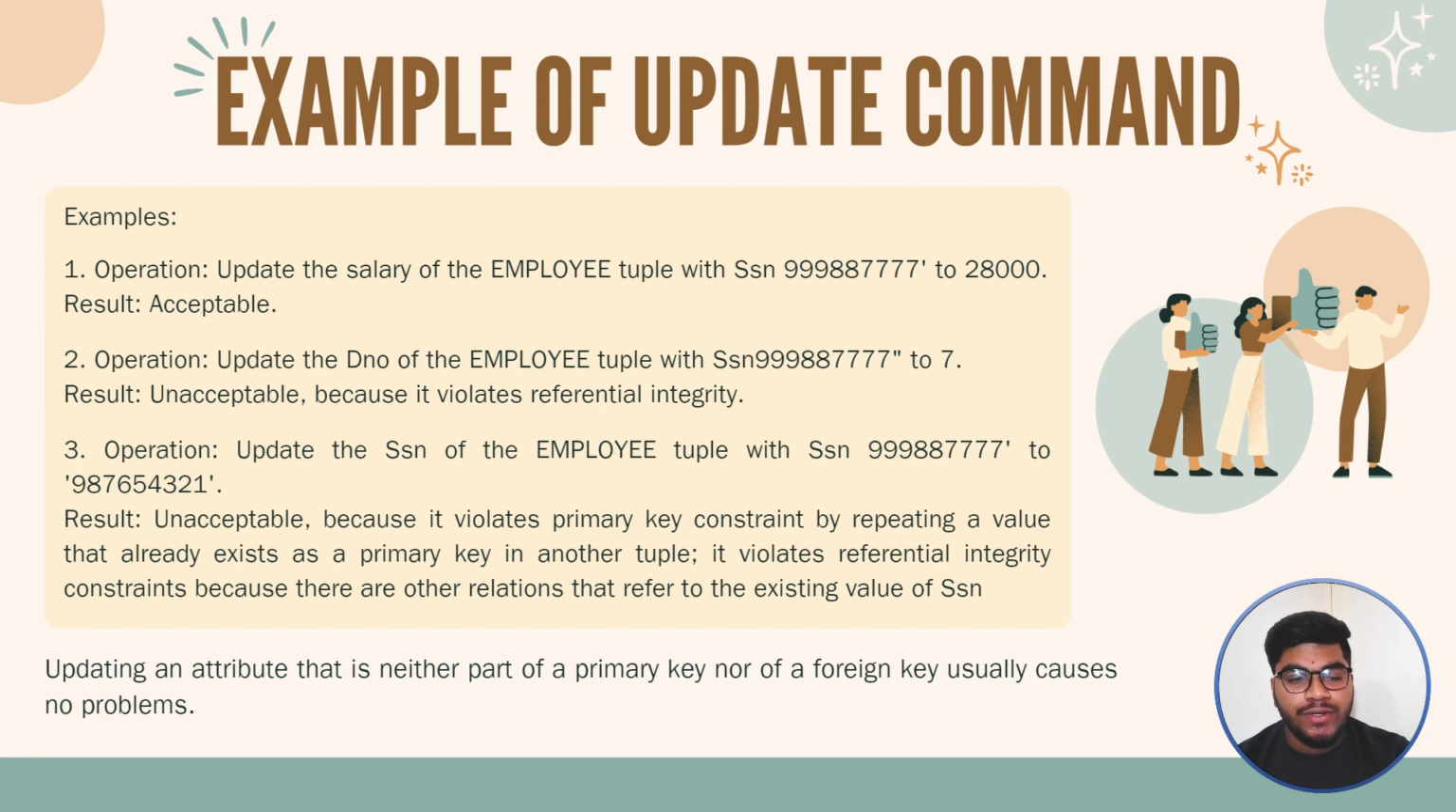It violates the referential integrity constraint also, because there are other relations that refer to the existing value of the SSN. So these are the violations that occur in the update command. Updating an attribute that is neither a part of the primary key nor a foreign key usually causes no problems.